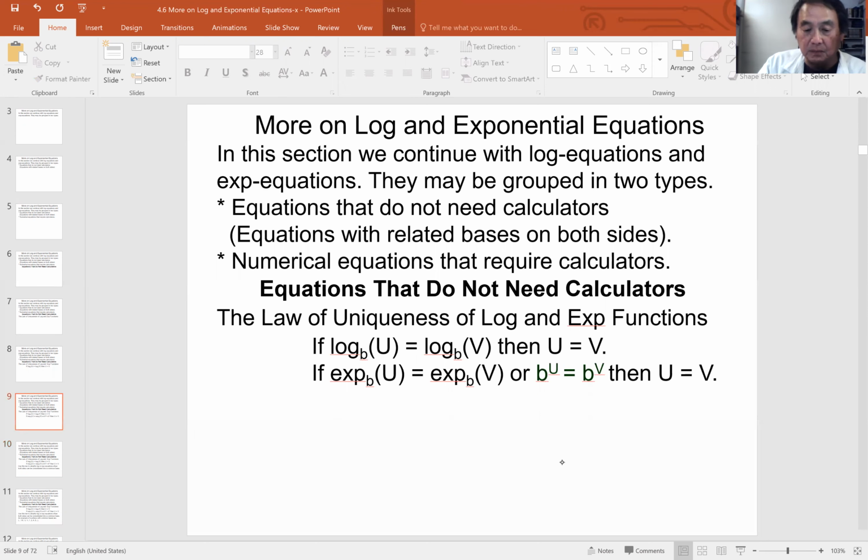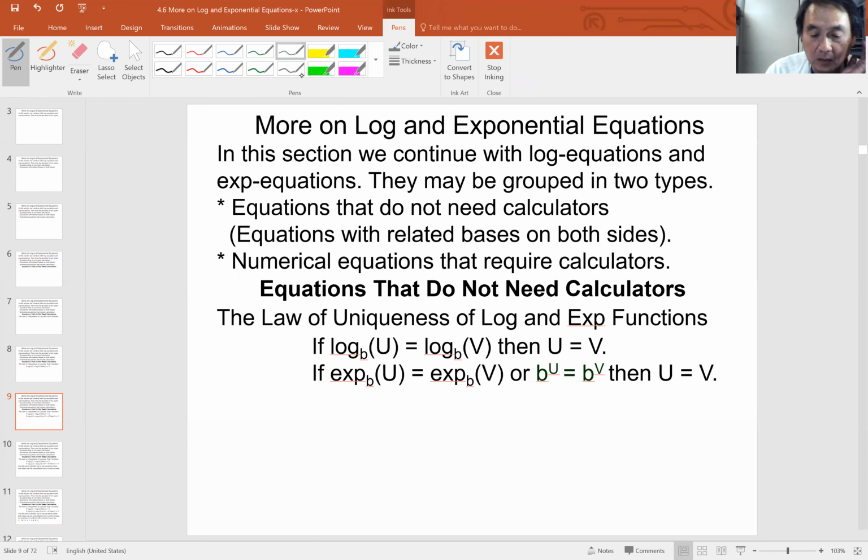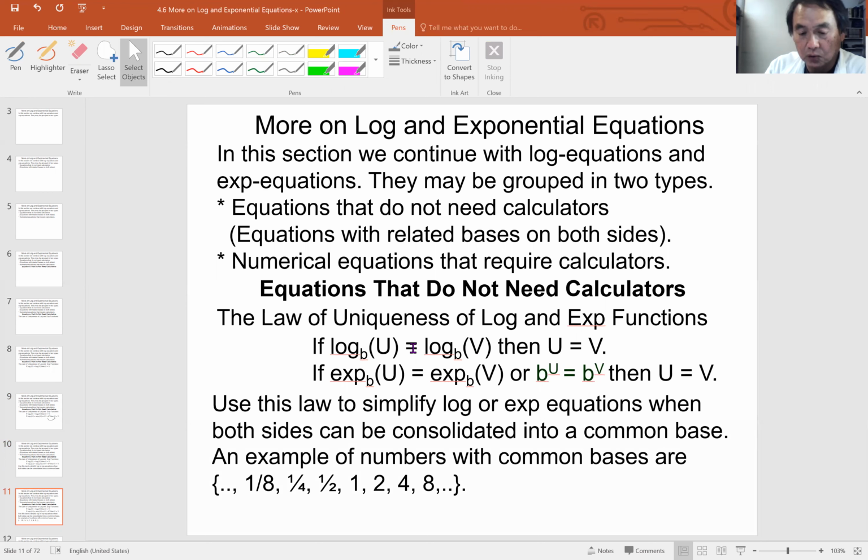So what we're saying is if we have these, then we can drop the base, and then we can conclude the exponents must be the same. So let's take a look at how we use that to solve an exponential equation. How can we tell which equations we don't need calculators for?